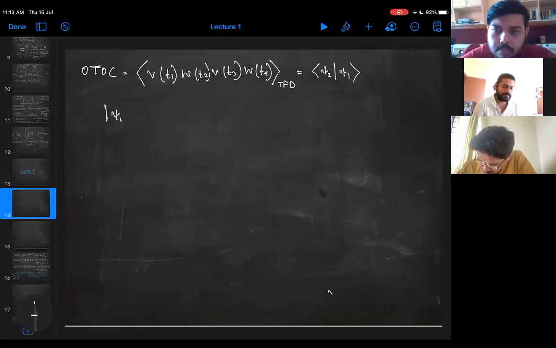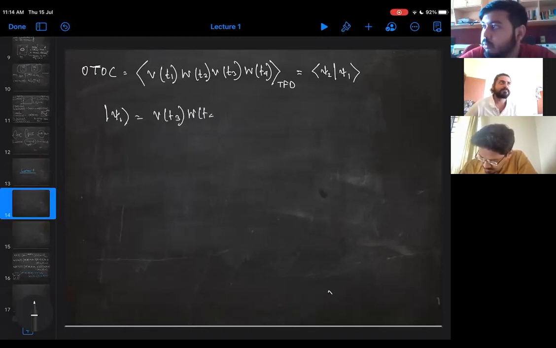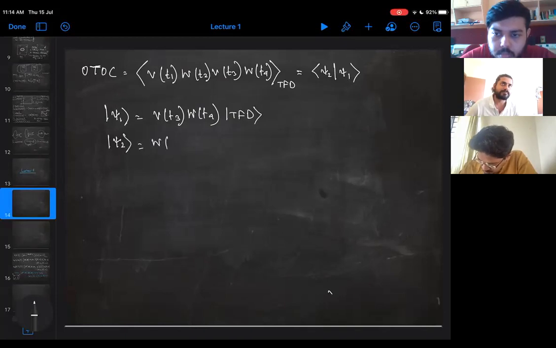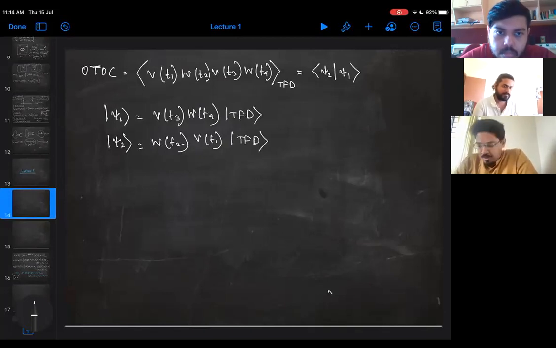where psi 1 is V(t3) W(t4) |TFD>, and psi 2 is W(t2) V(t1) |TFD>. So these are states in the boundary, but we will realize them in the bulk. Now these are in the bulk, these are like two-particle states. So let's call this one the in-state, this one the out-state.